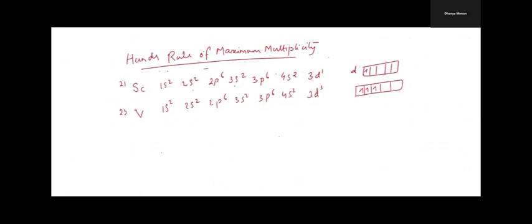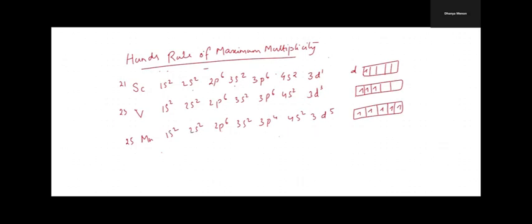Now coming to maybe manganese, 25. So 1s2, 2s2, 2p6, 3s2, 3p6, 4s2, 3d5. So here you can see 1, 2, 3, 4, 5. So all are unpaired.